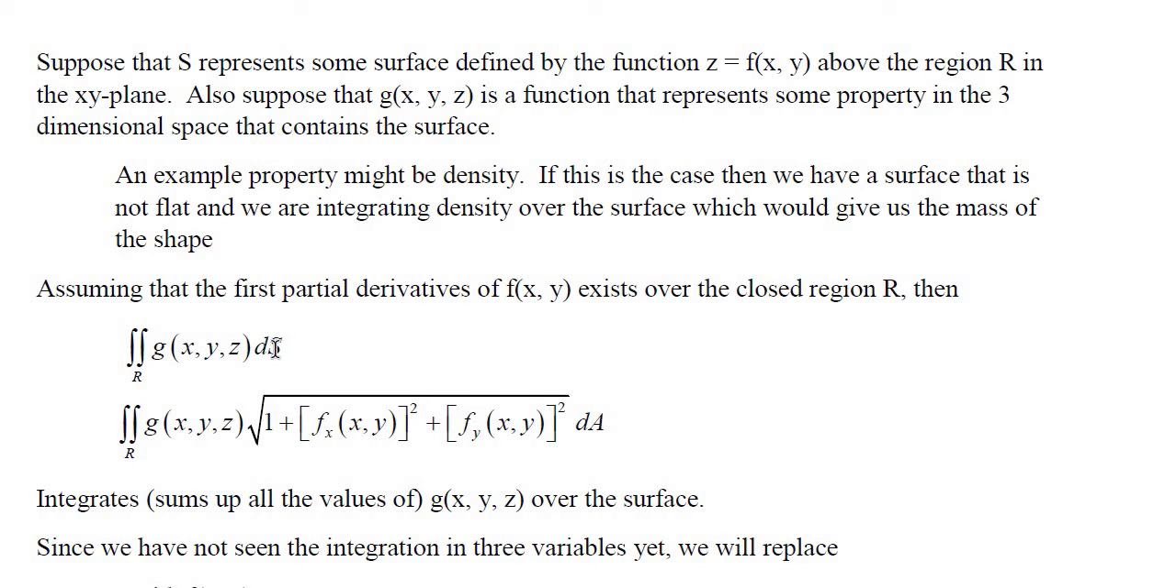That's what that dS represents. We're integrating over the surface. dA means we're integrating over some area, sort of in the xy plane. dS means we're integrating over some surface. So the integral over a surface of this function g, well, this dS becomes the square root of 1 plus the partial derivative of f with respect to x squared plus the partial derivative of f with respect to y squared dA, where now we're integrating with respect to x and y. What this does is add up all the values of g over that surface.